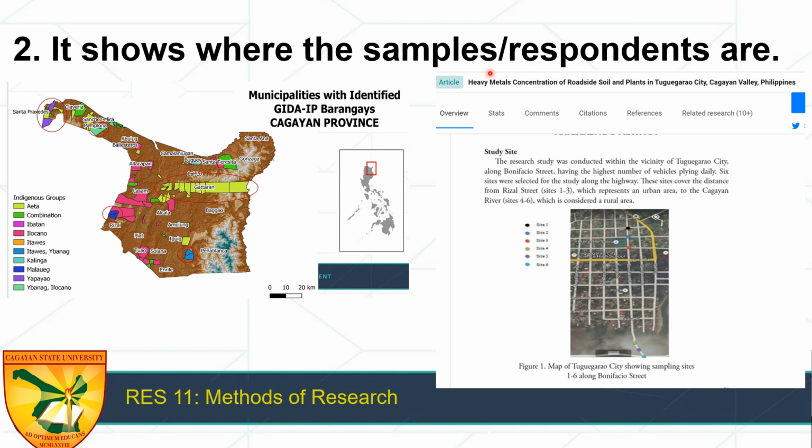Here in the article, Heavy Metals Concentration of Roadside Soil and Plants in Tuguegarao City, Cagayan Valley, Philippines, you can see this in ResearchGate. This is the first paper that I published with Dean Julius Capili. The study was conducted in the vicinity of Tuguegarao City along Bonifacio Street. I just used a Google map to show the sites where I collected the soil and the plants for my heavy metal concentrations. And here on the right side, I used a software, the GIS, to map out the municipalities with the IP groups.